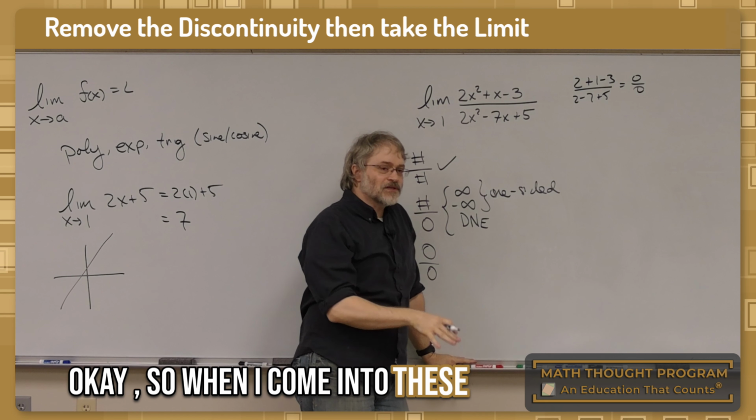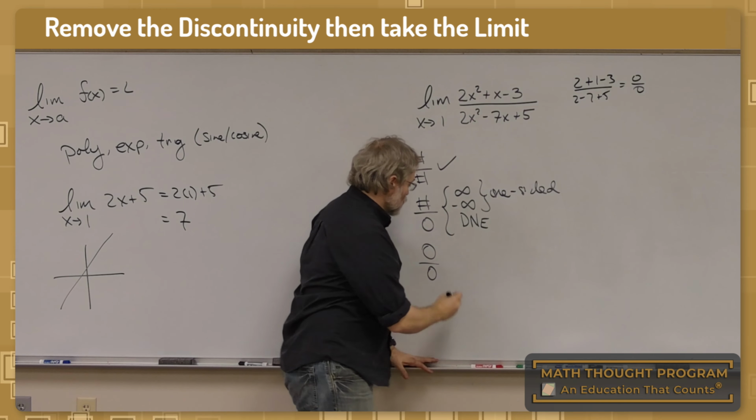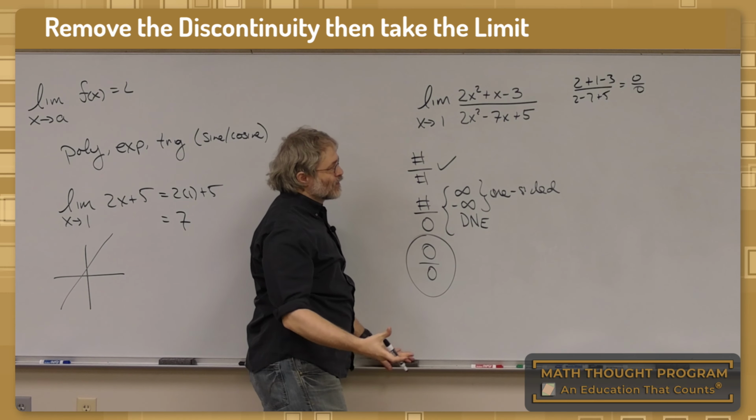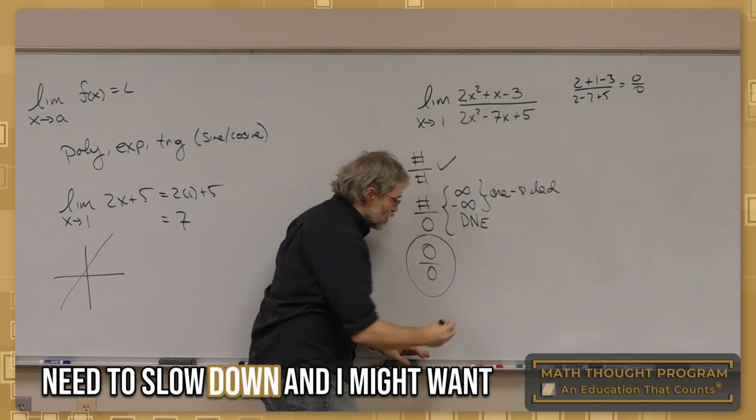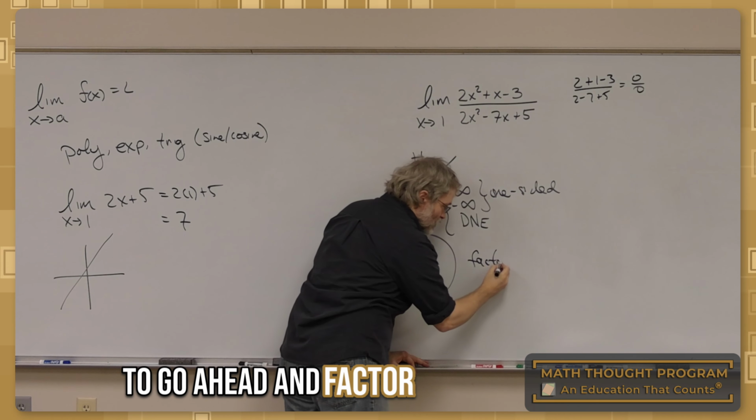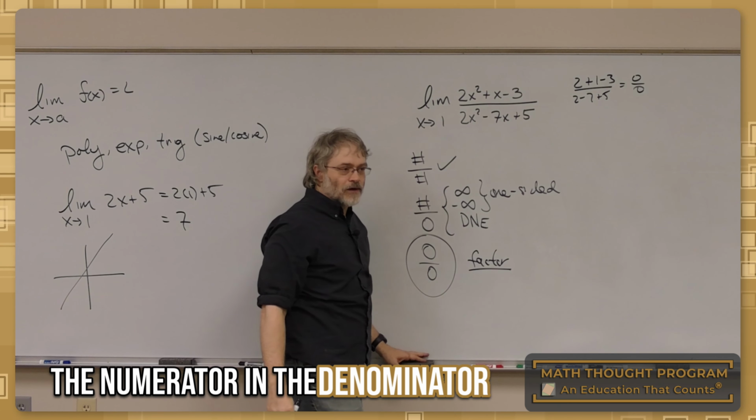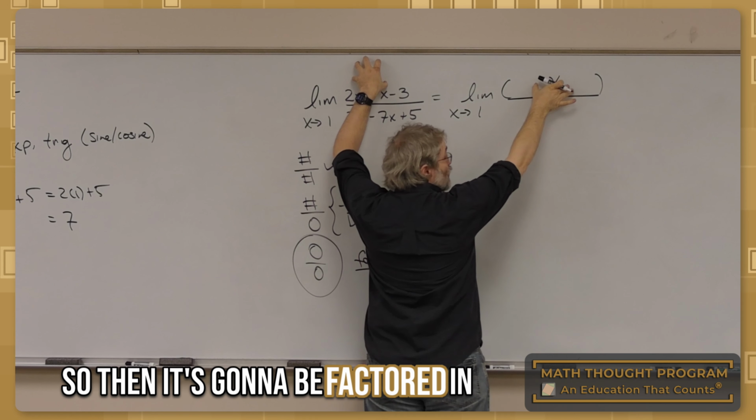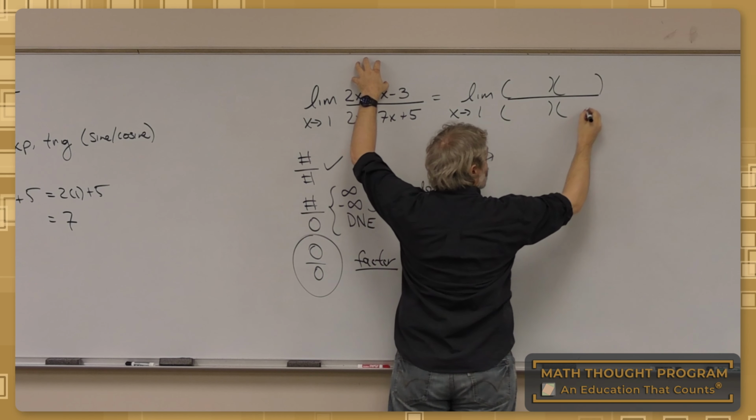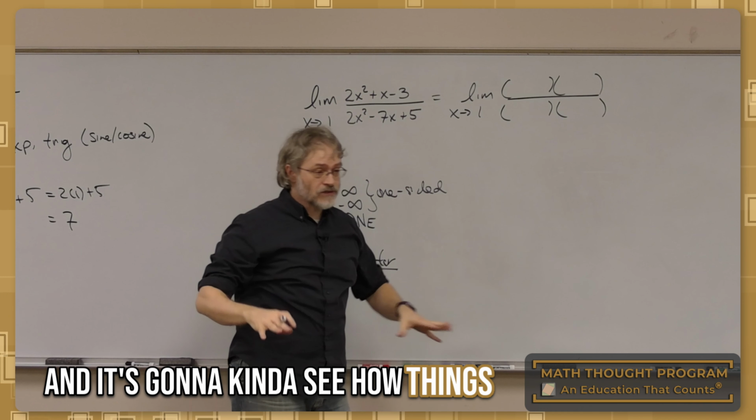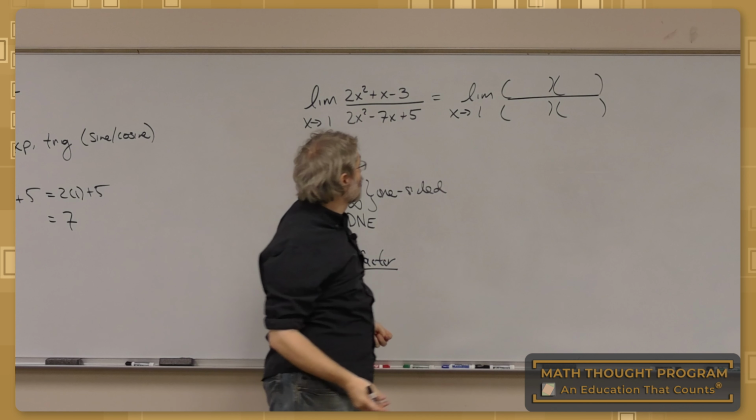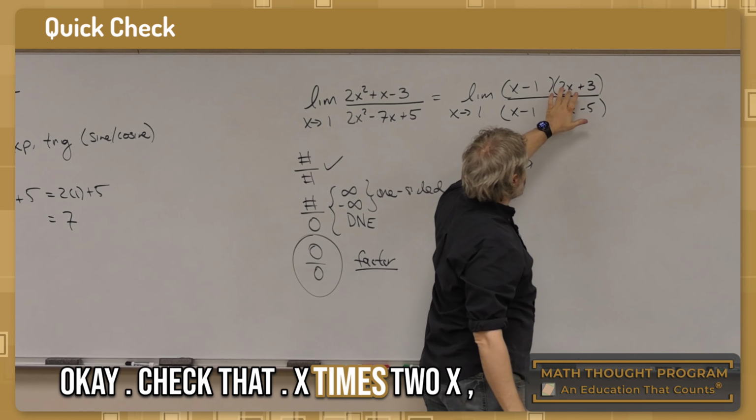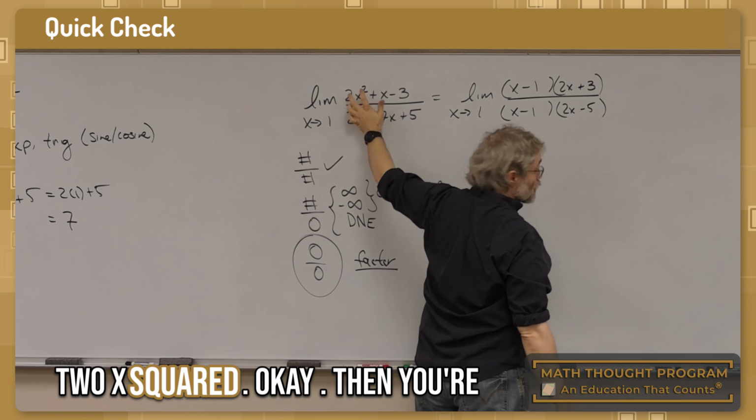Okay, so when I come into these situations, when I have 0 over 0 and I'm looking at rational expressions, this is telling me I need to slow down, and I might want to go ahead and factor the numerator and the denominator. It's going to be a quadratic, so it's going to factor into linear terms. And I just have to see how things can be constructed. Okay, check that. x times 2x, 2x squared.